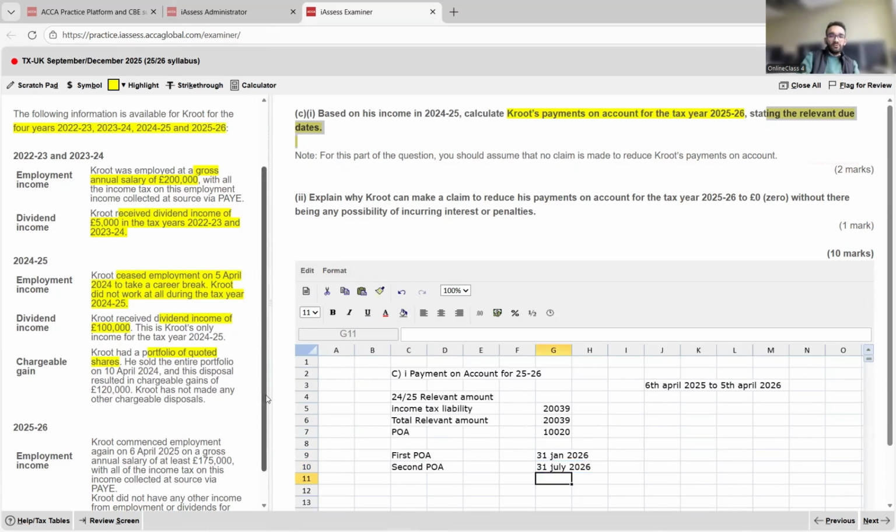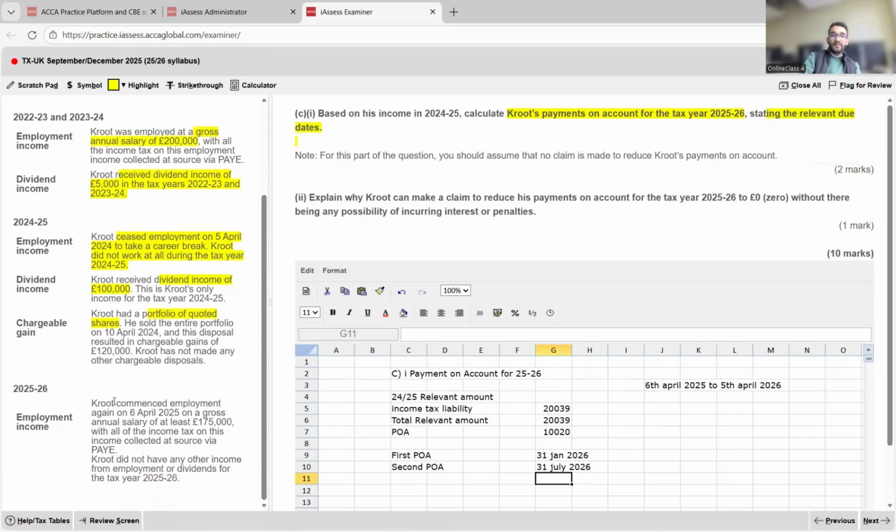Now, if you just read this data, Croat commenced employment income in 25-26. Gross salary is 175. Again, he is an additional rate taxpayer, with all of the income tax collected at source through PAYE. And he does not have any other income. You are supposed to pay payment on account when your taxes are not collected through PAYE. There are certain rules.